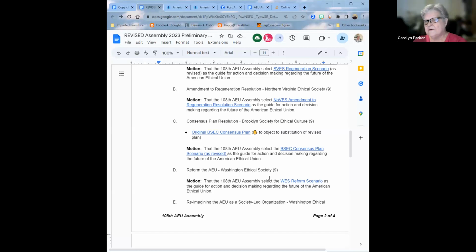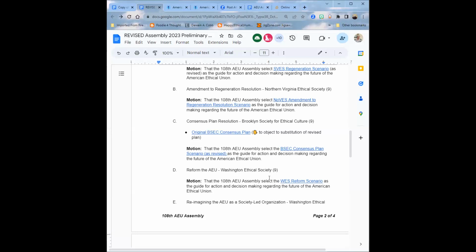We are not voting on each scenario separately. We are voting on them by ranked choice. So all of the scenarios will be in one ballot, and we choose the one that is preferred. But Brooklyn's kicked out by virtue if West's motion comes in first.